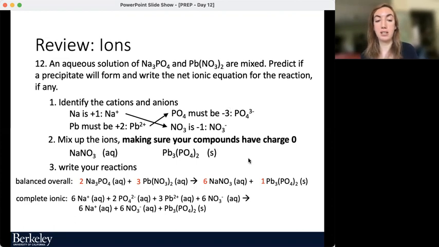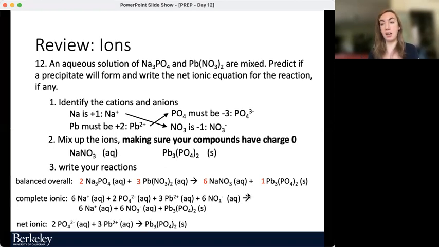And then I just cancel out the things that are present on both sides in exactly the same form. So these 6 sodium ions are exactly the same on each side, so nothing has really happened to those sodiums. They're called spectator ions. And what I'm going to be left with is a net ionic equation, which is that my 2 PO4 anions and my 3 Pb cations are going to combine to form solid Pb3PO4.